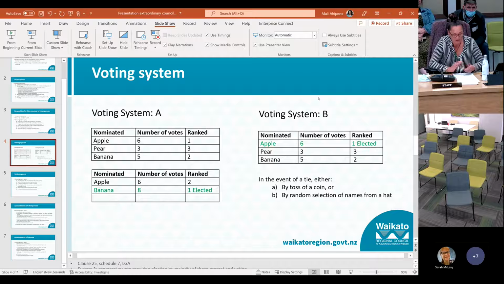Before moving on to the process and allowing you to choose which system of voting is best in this circumstance, just a reminder that we must also select the method of resolving a tie. The two options available today are either a toss of a coin or by random selection.